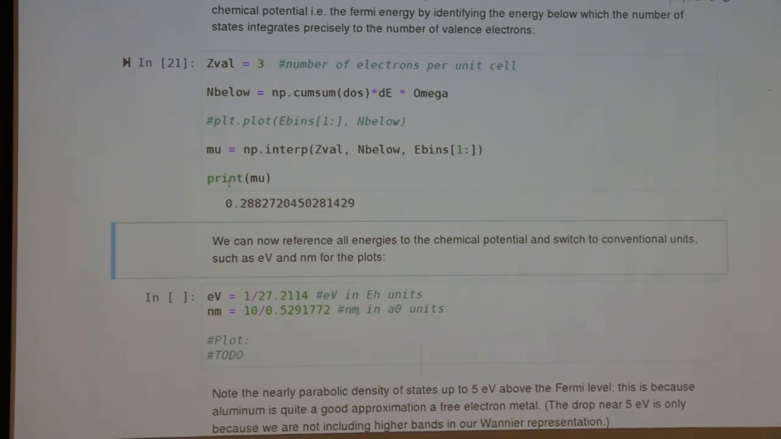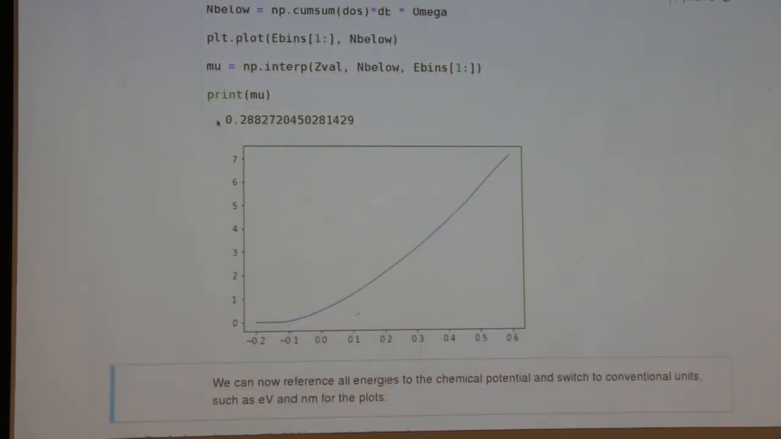Oh, I shouldn't have removed that plot, but you can see that that kind of makes sense.